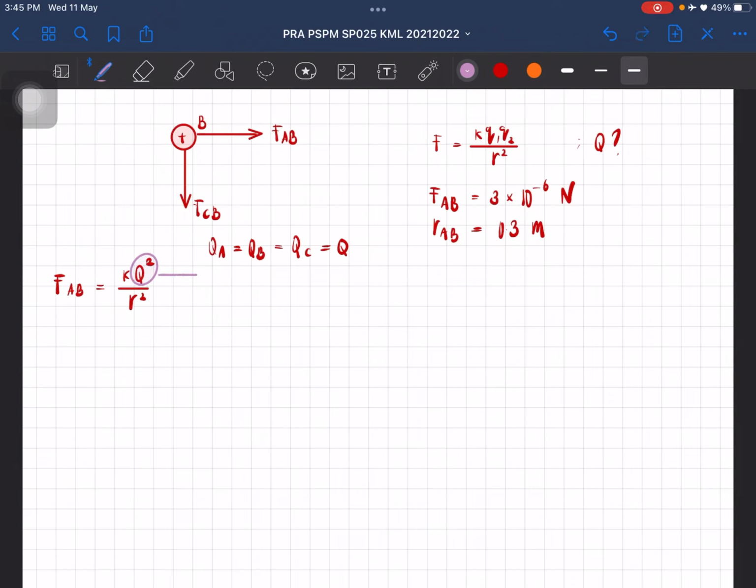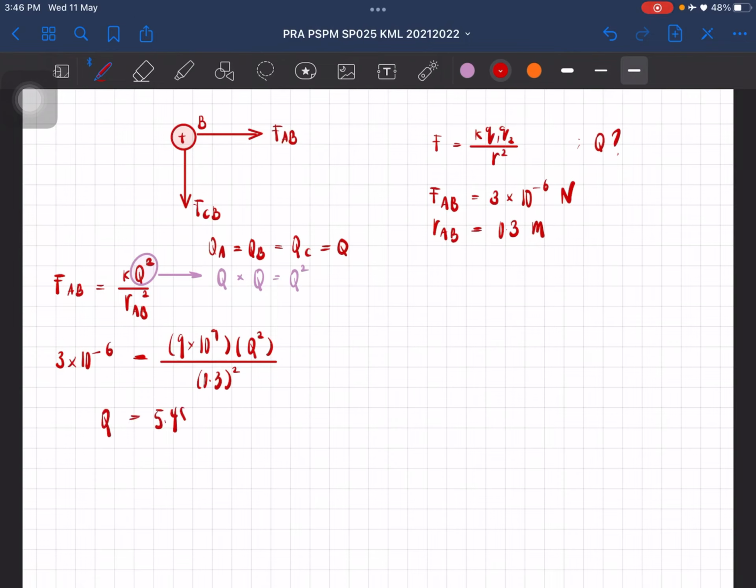This one we get from Q times Q gives Q square. Alright? Okay, we've done that. Oh, I forgot to label this as RAB square. Okay, so this is 3 times 10 negative 6 equal to K. What is the value of K? It is 9 times 10 to the power of 9, times Q, which is what we are looking for, over the distance, which is 0.3 square. Okay, so from here you will get Q to be equal to 5.48 times 10 negative 9 coulomb.